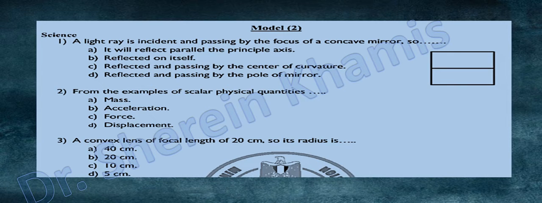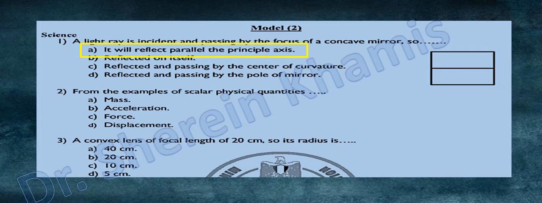A light ray is incident and passing by the focus of a concave mirror. Any ray passing through the focus is reflected parallel to the principal axis. Okay, it is the main ray. Any ray passing through the focus is reflected parallel to the principal axis. Any ray that passes parallel to the principal axis will reflect through the focus point. Okay, so it will reflect parallel to the principal axis.